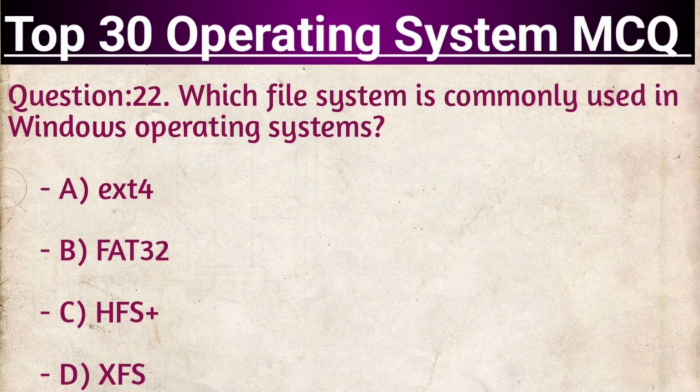Question 22. Which file system is commonly used in Windows operating systems? A. ext4. B. FAT32. C. HFS+. D. XFS. So the answer is B. FAT32. So we are moved towards our next question.